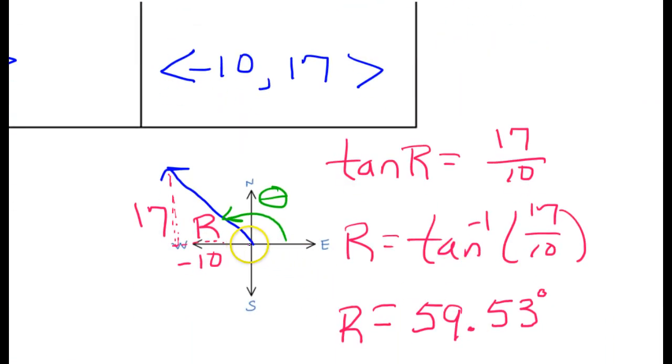All right, we can think of it as starting to the west and then turning r degrees towards the north. Okay, so this direction could be thought of as west, and then we turn 59.53 degrees towards the north. So this is a more appropriate way of writing the direction for this problem.